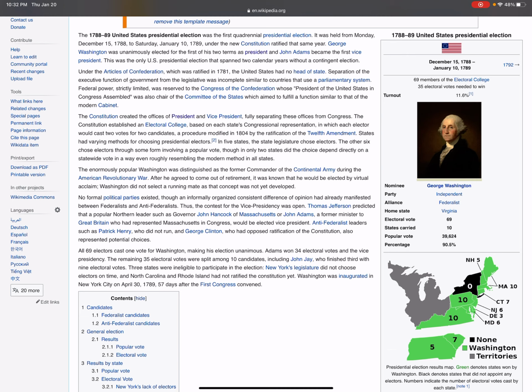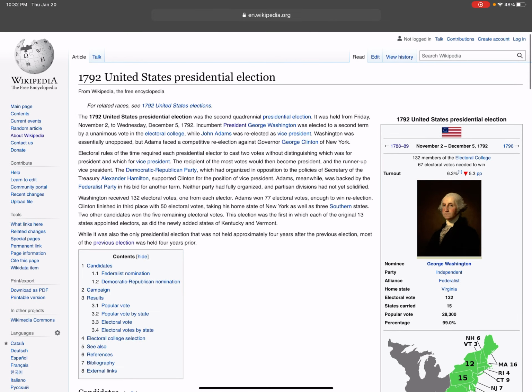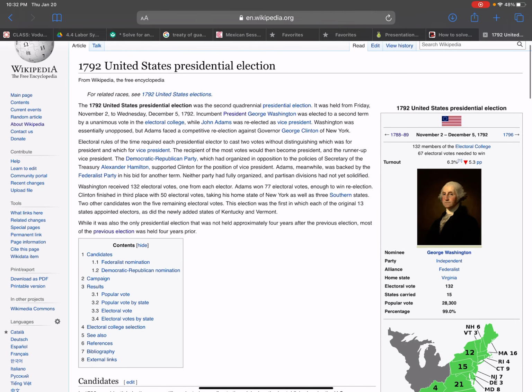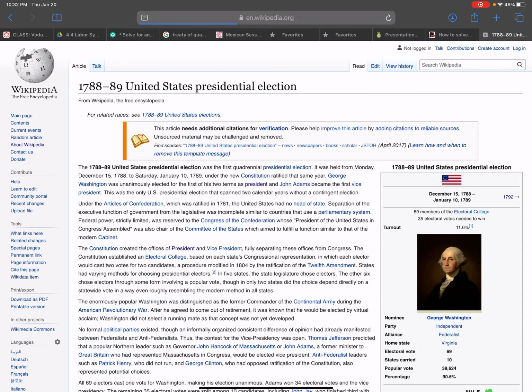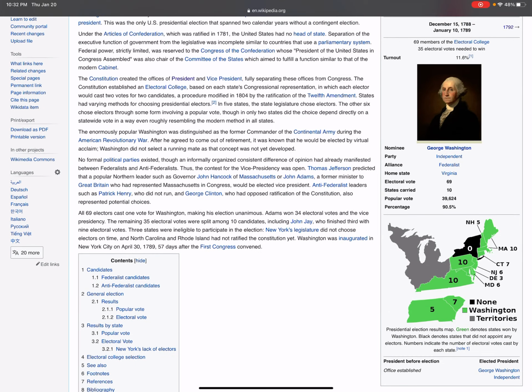Now, this election is very interesting in many ways because it was held from December 15th, 1788 to January 10th, 1789, which was just about 3 years before the next presidential election. Not 4 years, three. And what we see here is that not all of the 13 original colonies actually participated in it. It was just 10 states.